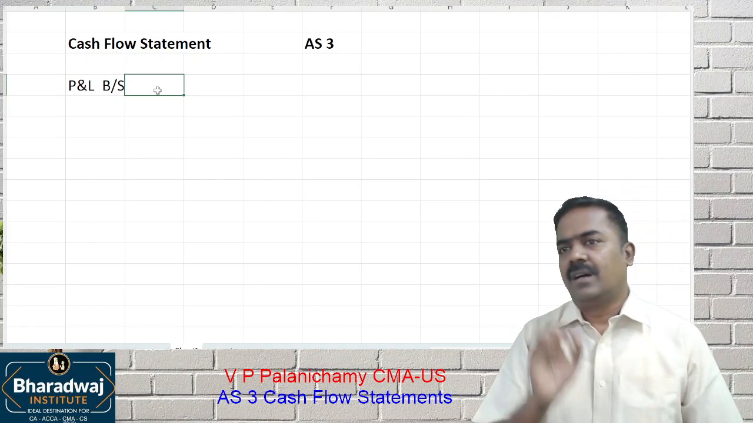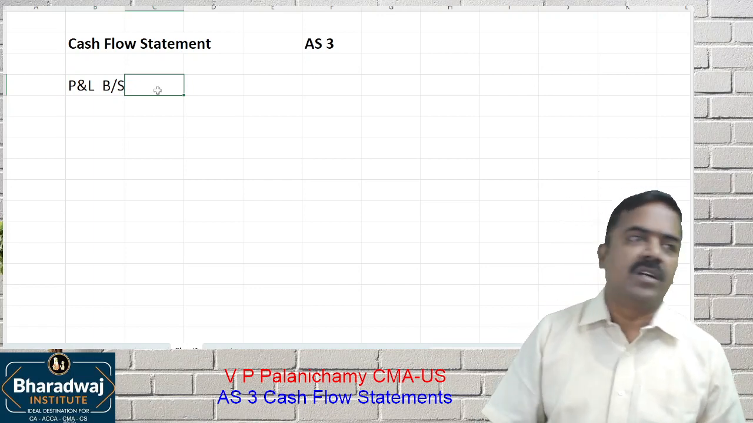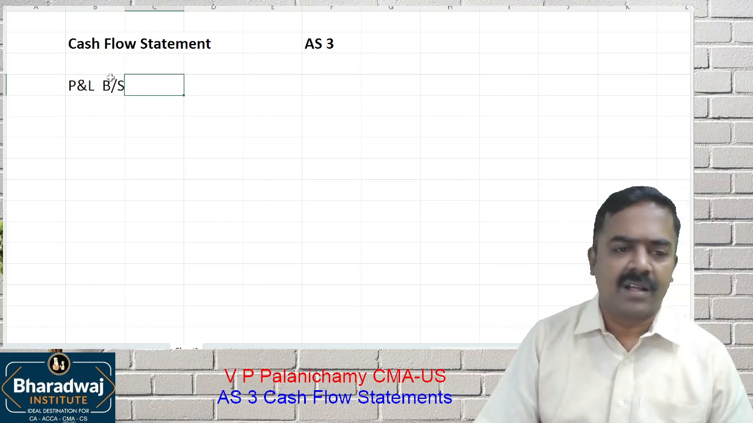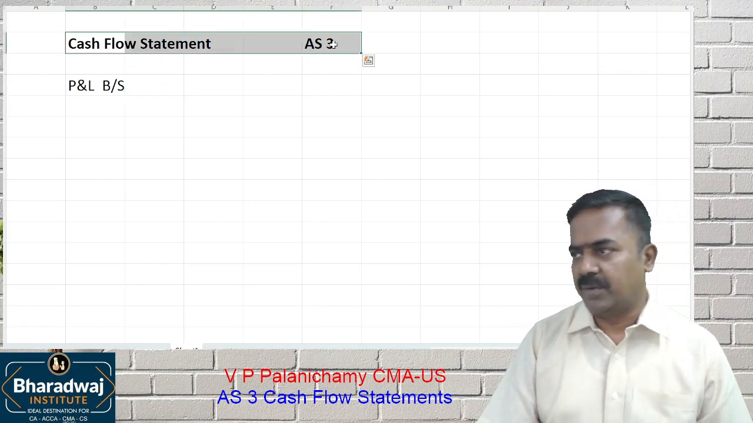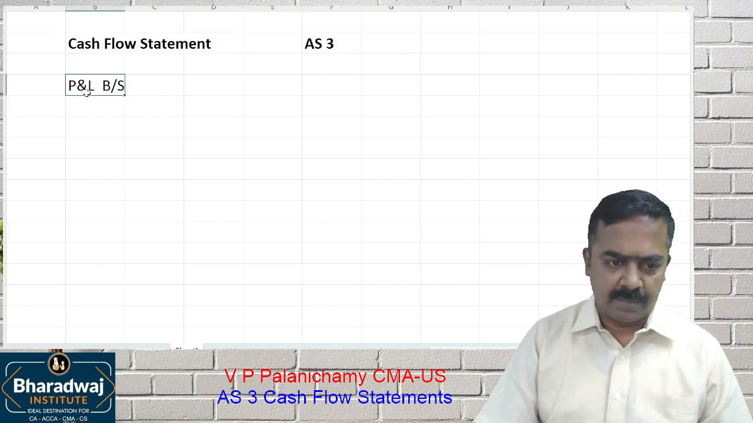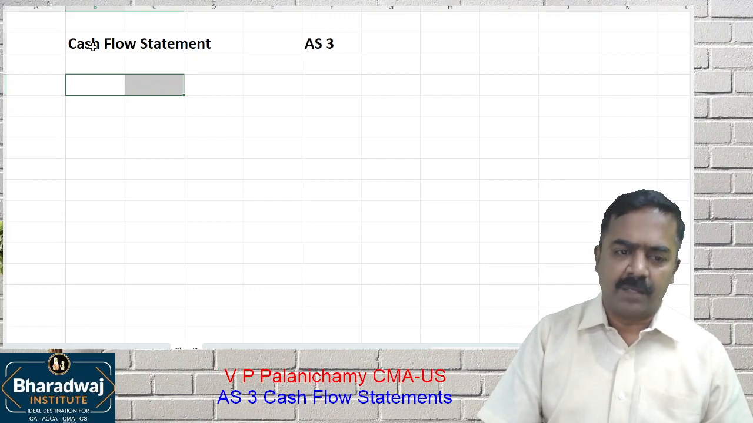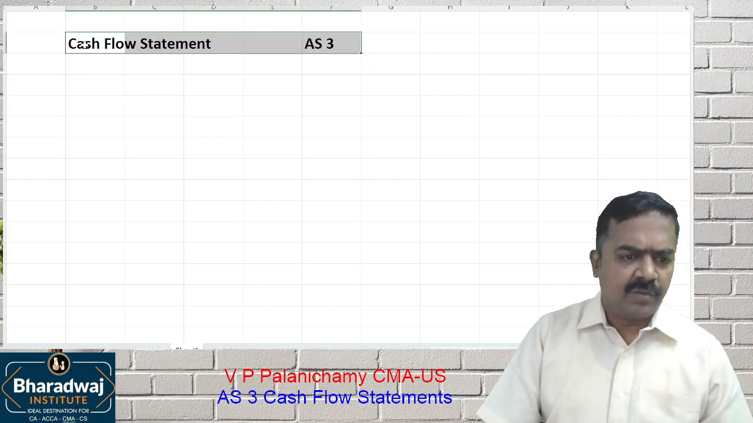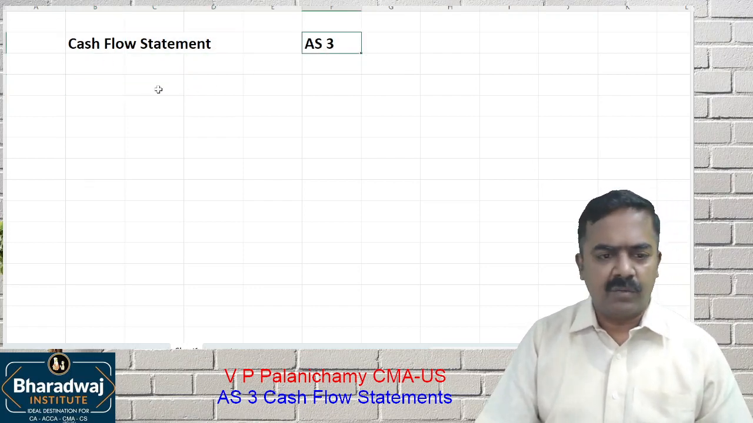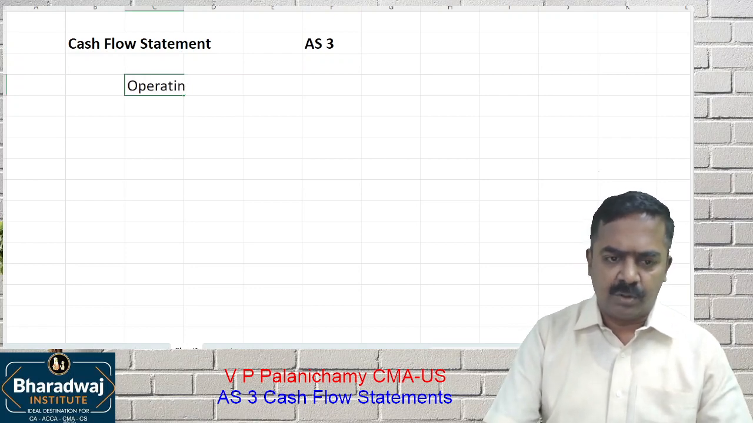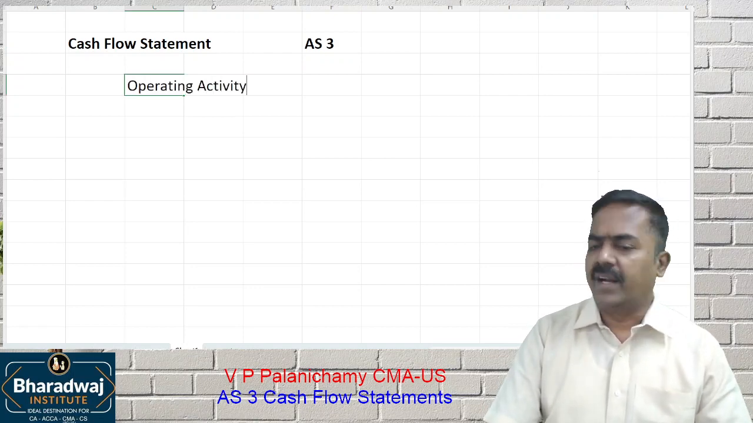But to make investment decisions, to decide whether the business is run well or not, you have to read the cash flow statement. You have to read which one? The cash flow statement. How the cash flow statement helps, I'll come to that later. For the purpose of preparing the cash flow statement, we classify this into operating activity.